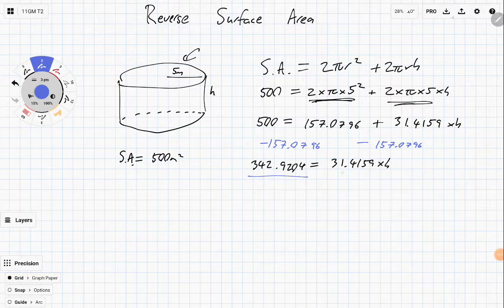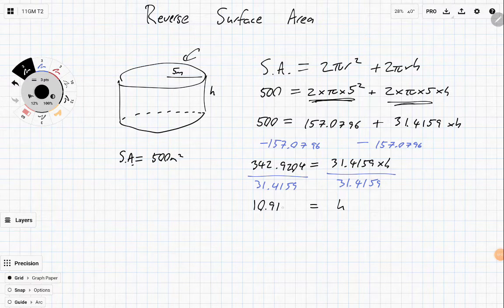Now we're going to divide both sides by 31.4159. Opposite of times is divide, so divide both sides by that, and we are left with, on the right hand side, just h. We've solved for h, and on the left hand side, we get 10.9155, which I'm going to round to 11 meters. And that is the height of the cylinder, so around 11 meters.